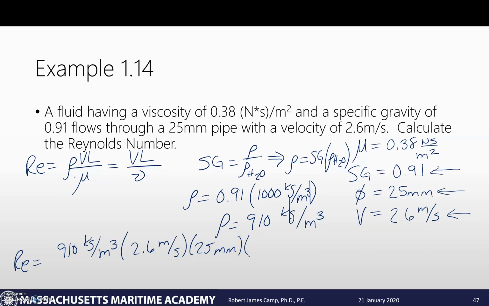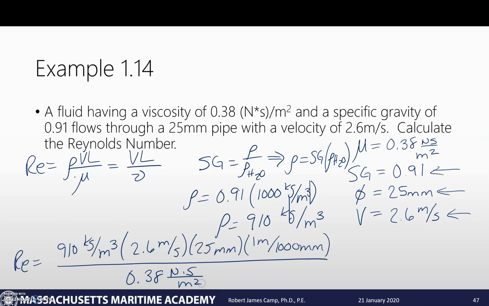We need to convert that to meters because it's a dimensionless parameter. Everything needs to cancel out. So I've got 1 meter is 1,000 millimeters. And then we're going to divide that by our viscosity of 0.38 newton seconds per meter squared.